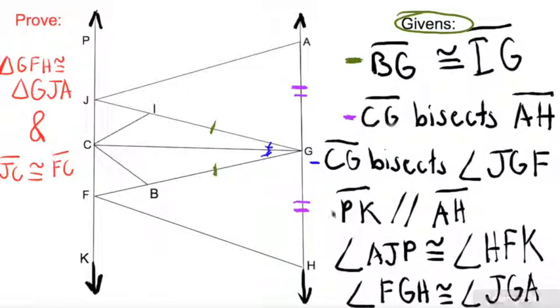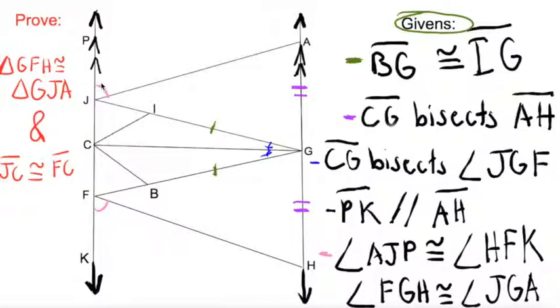And our fourth given is that line PK is parallel to line AH. And so we'll be representing this with black and these two corresponding arrows. The next given is that angle AJP is congruent to angle HFK. So AJP is there and HFK is here. We'll be using the color pink to represent these congruent angles.